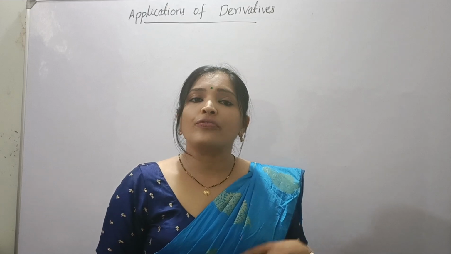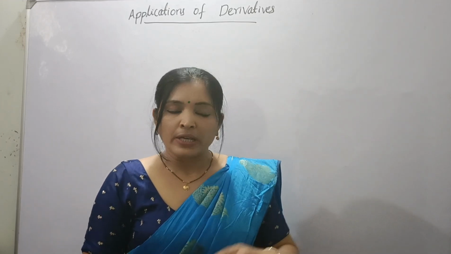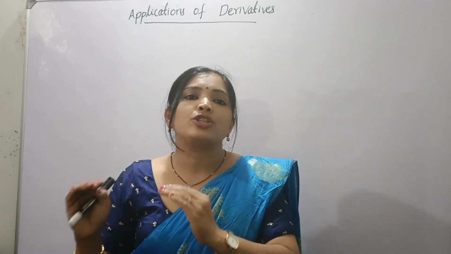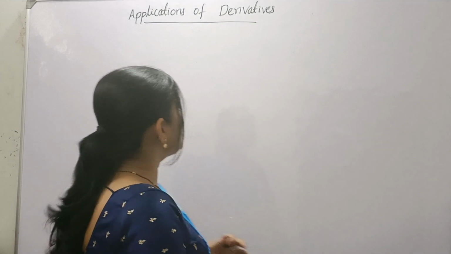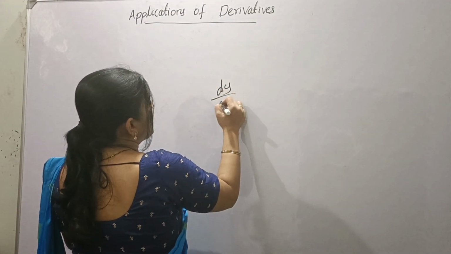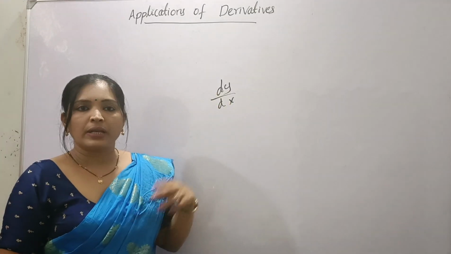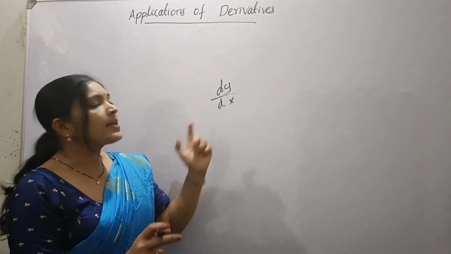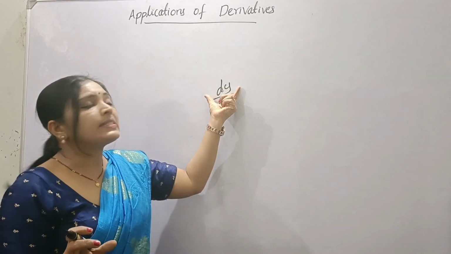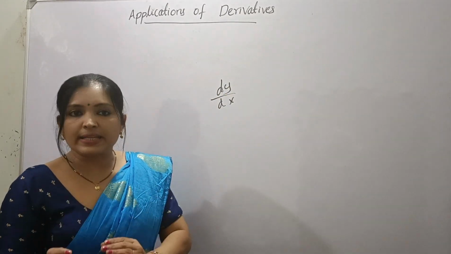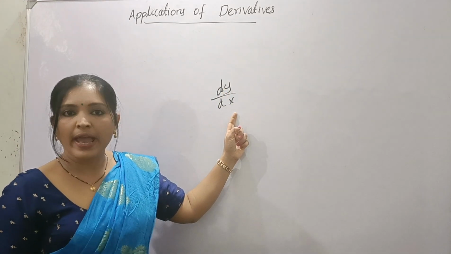In the introduction of derivatives, I have already mentioned that a derivative is the rate of change of a quantity with respect to another quantity. For example, we usually write a derivative as dy by dx. What does it mean? dy means change in y, dx means change in x. When x changes, what is the change in y? How does y change when x changes? That is, the rate of change of y with respect to x.